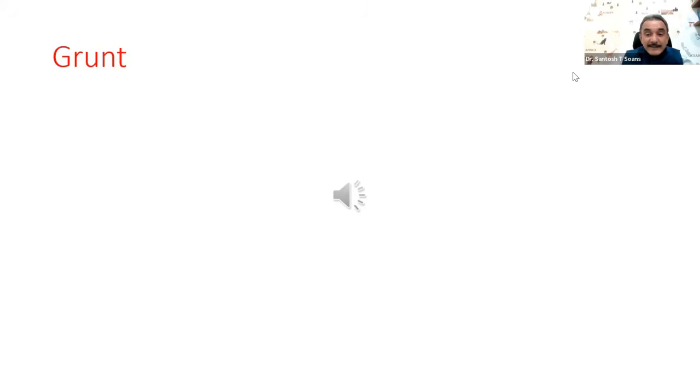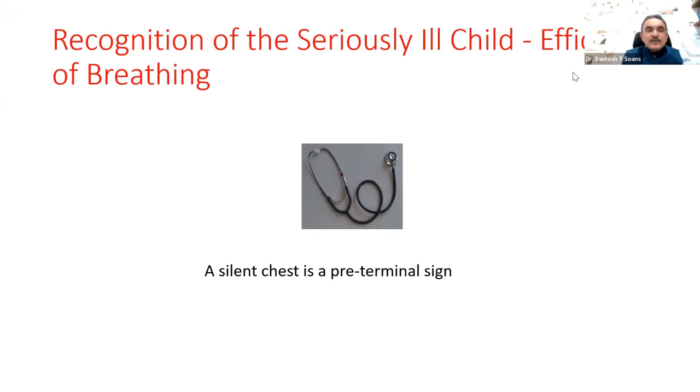Then you have a grunt. See, grunt is always from the terminal airway, like the alveoli. What happens is the child tries to keep the alveoli open at the end of expiration. So you get this grunt. In pneumonia, with alveolar involvement, you get a grunt like this. So recognition is very important. That is, you need to check the respiratory sounds.